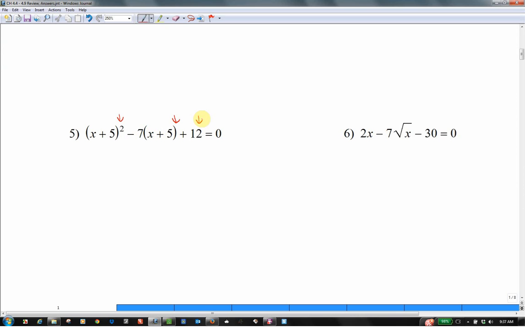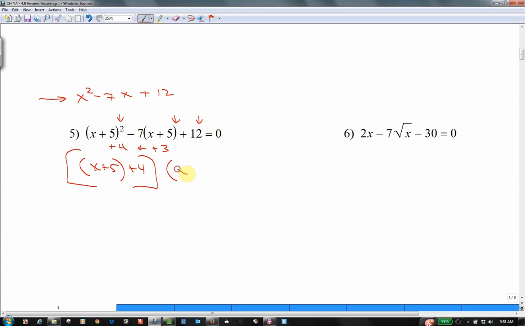So I can really think of this as like x squared minus 7x plus 12. So I will factor it just the same as I would factor this expression, except instead of having x's, I will have x plus 5s. So I'm looking for two numbers that multiply to 12 and add to negative 7. Well, that's going to be a plus 4 and a plus 3. So my factors will be x plus 5 plus 4, and then x plus 5 plus 3.